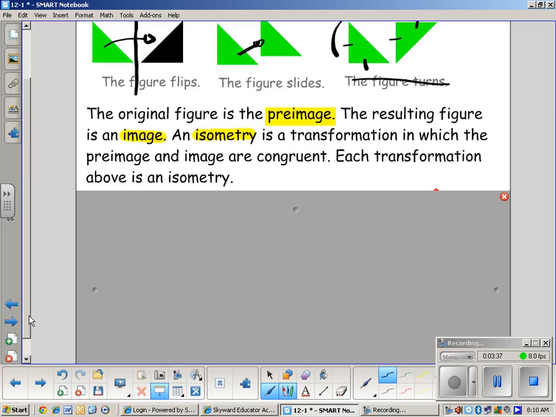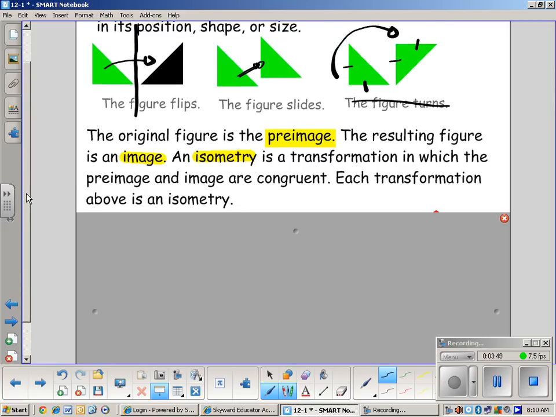An isometry is a transformation in which the preimage and image are congruent. Each transformation above is an isometry. So what they're saying is, remember I said this one looks smaller to me? We're saying it's not smaller. They're exactly the same size.